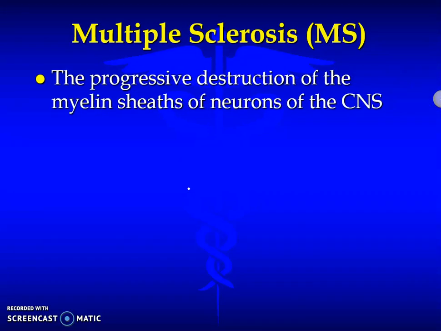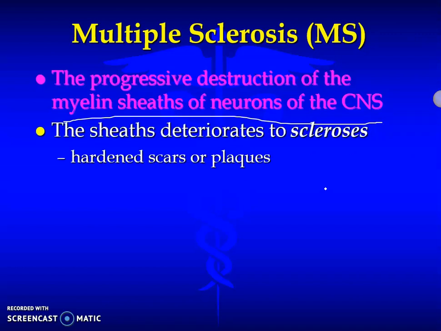This is a progressive destruction of the myelin sheath found in the central nervous system. Now, there are lots of forms of MS. There's lots of people that you probably know that have MS, and there's some people that you know that you didn't even know they had MS. And they flare up and they have medications to try to slow it down. We don't have medications to cure it, but we have medication to maintain it and to slow down the degradation process.